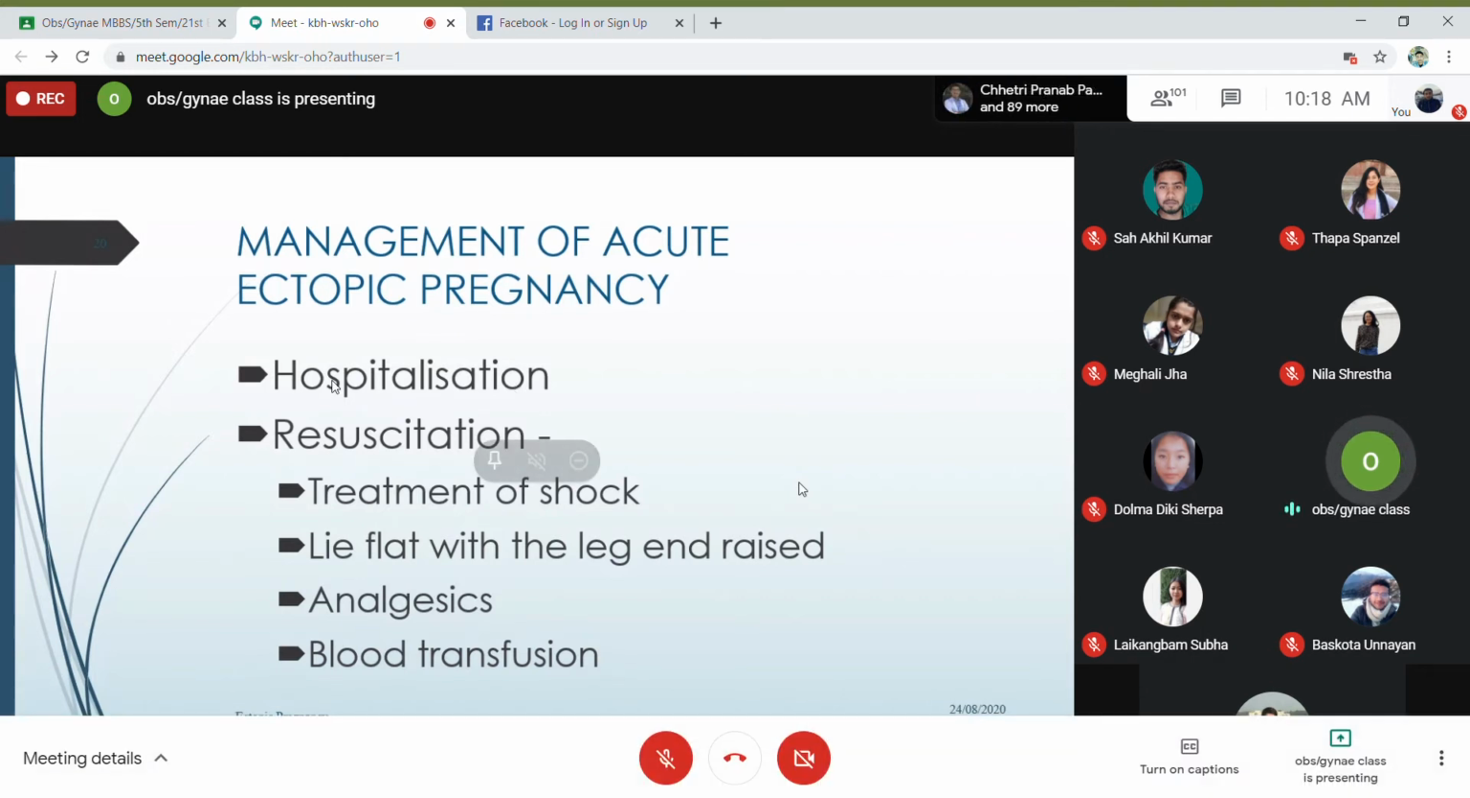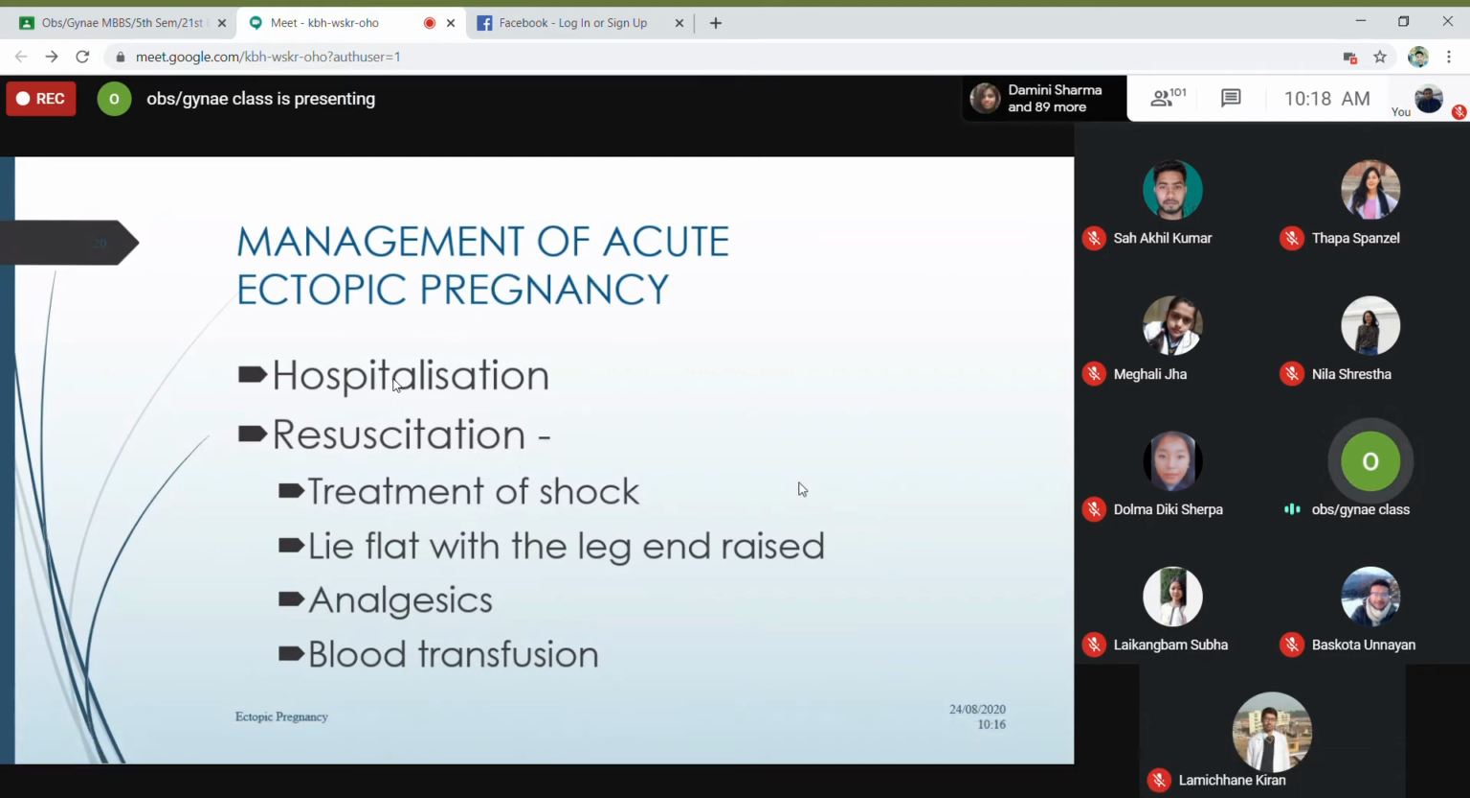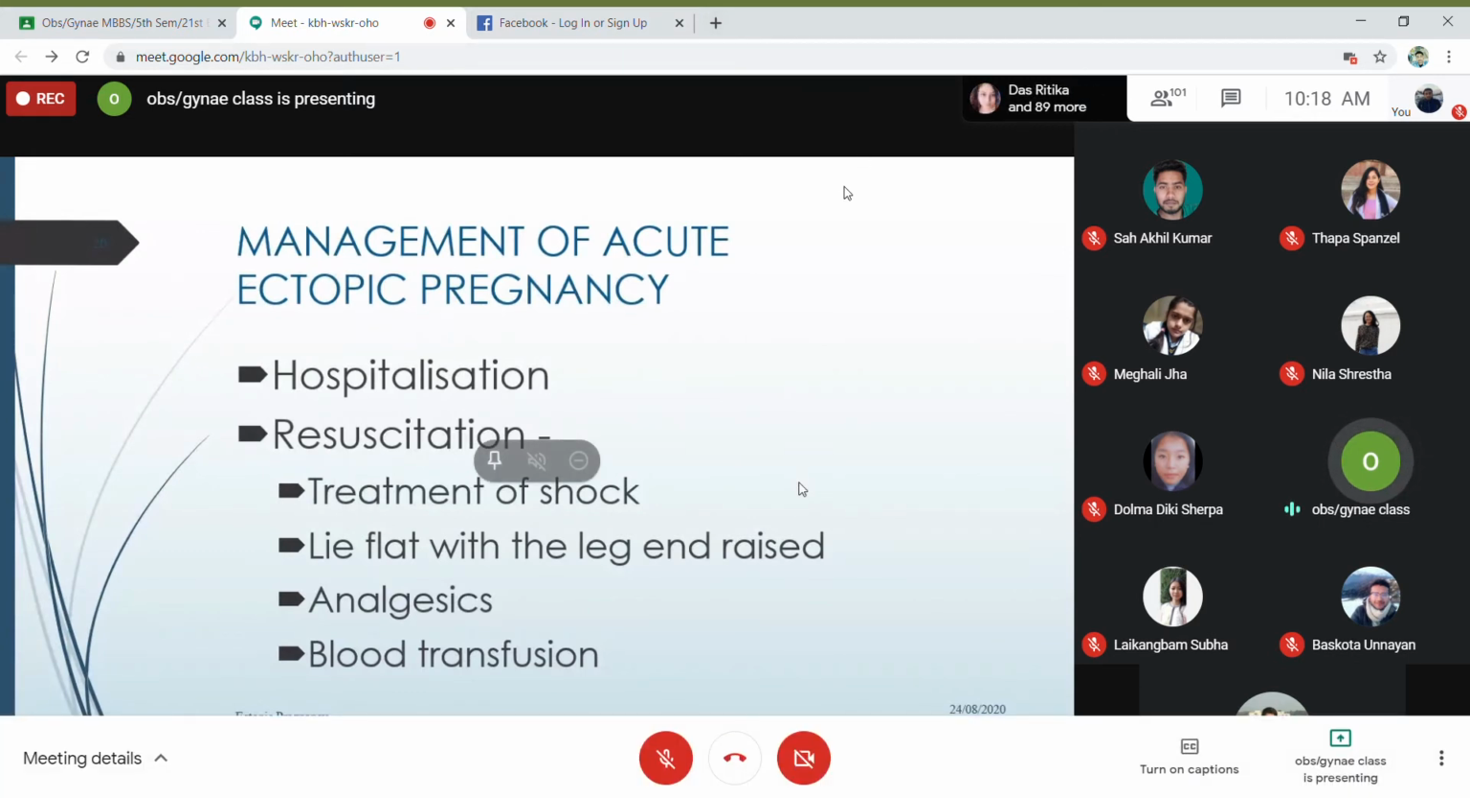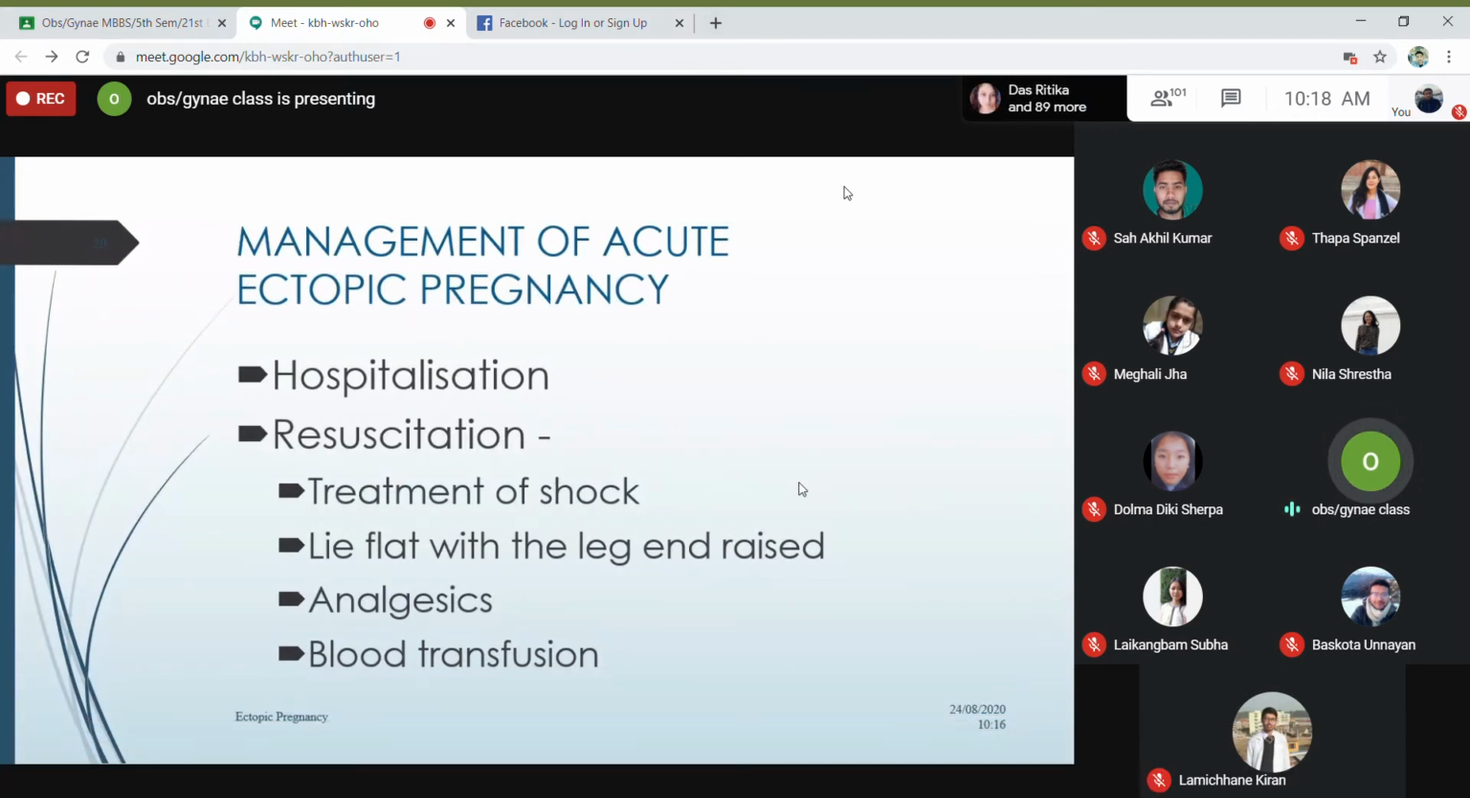So once blood is available, you transfuse blood because she's having hemorrhage. The shock is because of hemorrhage, because of bleeding. So you have to give her blood. If the shock is because of sepsis, then you don't give her blood, obviously. Okay. So the shock management, you've done your shock class. So you know according to what type of shock you manage her.